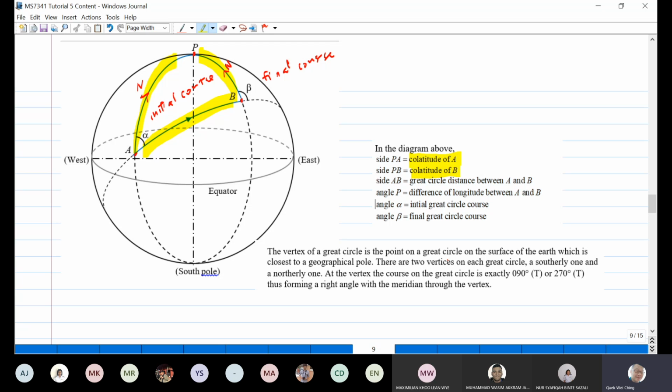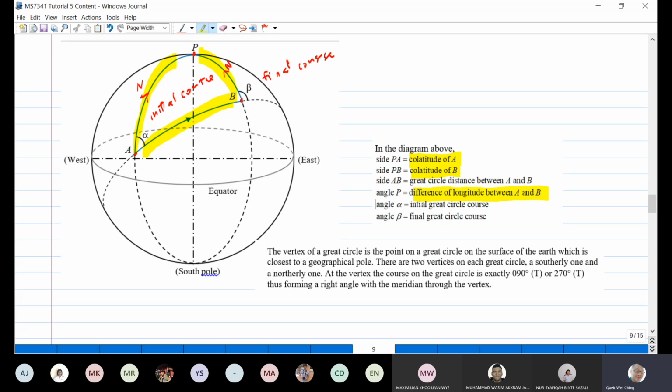Okay, angle P, usually you can find this. Angle P is the longitude difference between A and B. Okay, the longitude difference between A and B, right? It's angle P. Angle P is the longitude difference between A and B. And then the initial course and final course are alpha and beta.